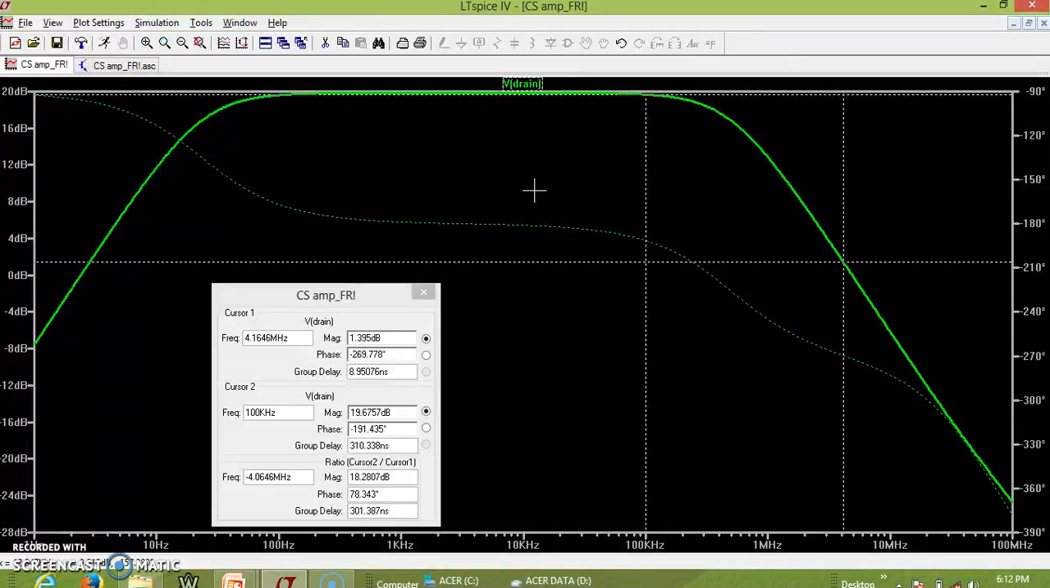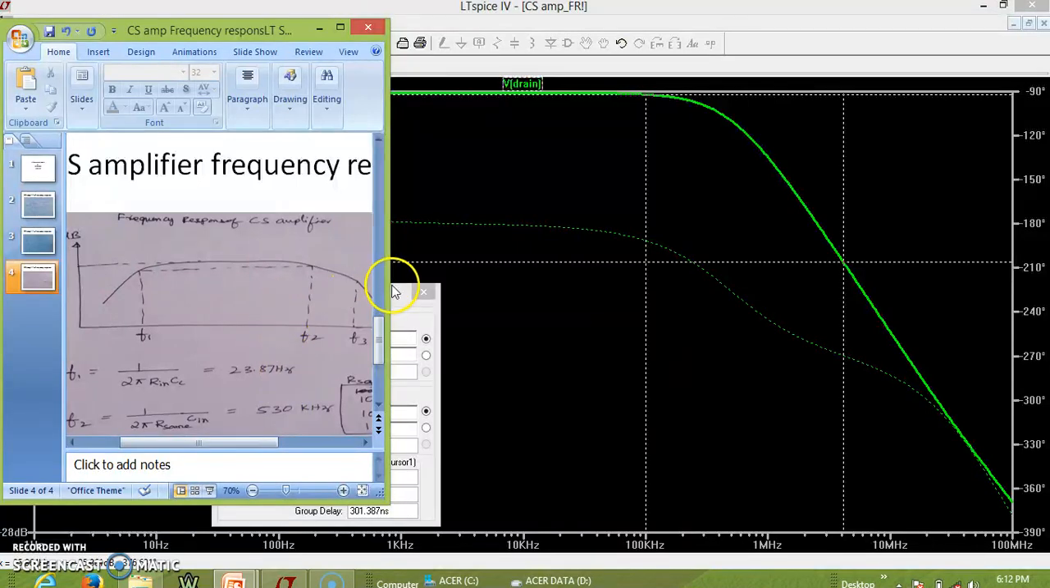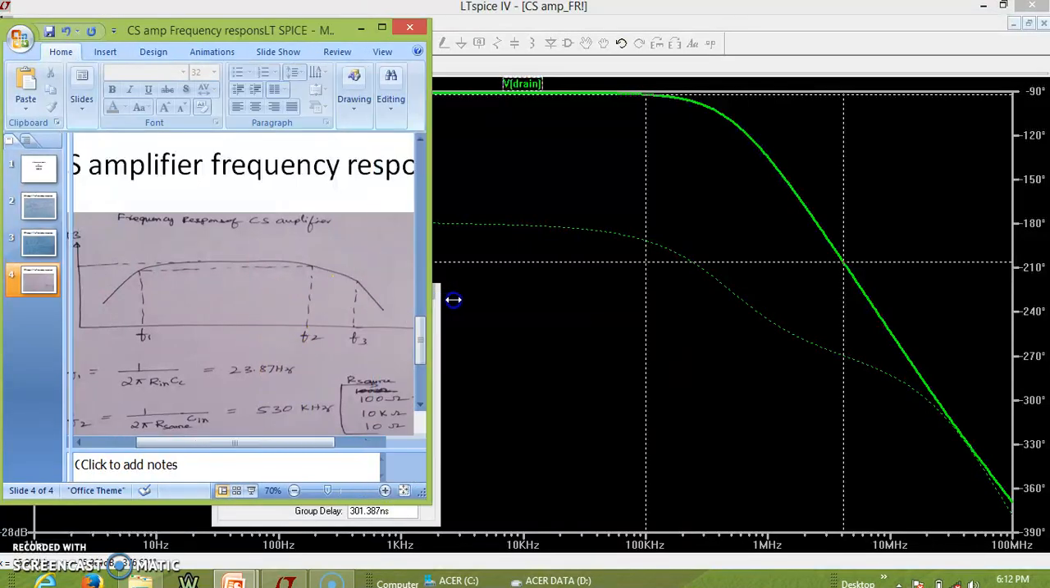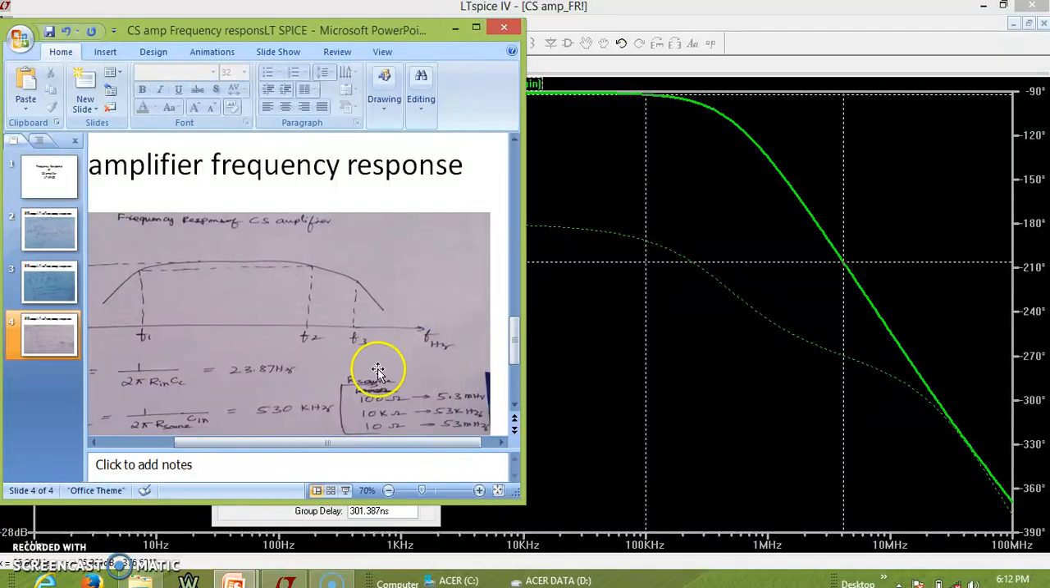So let us try to see the variation in the bandwidth as we change the value of source impedance. Let us go back to that slide and see how we vary the value of RS and try to get different values of F2. Now you can see I'm changing the value of RS. It's actually 1 kilo ohm for this particular simulation. That's why we got it as around 530 kilohertz.